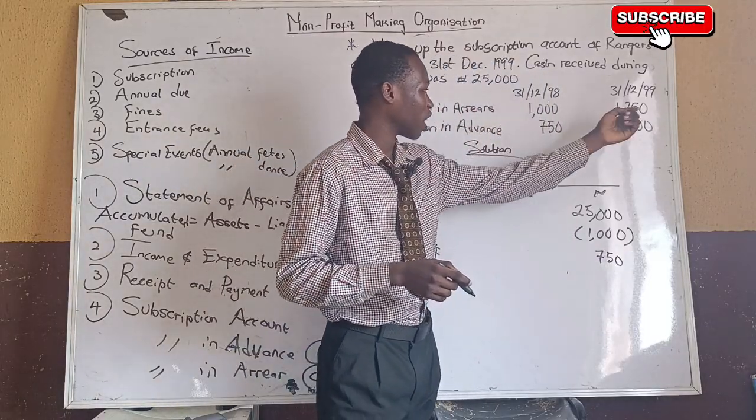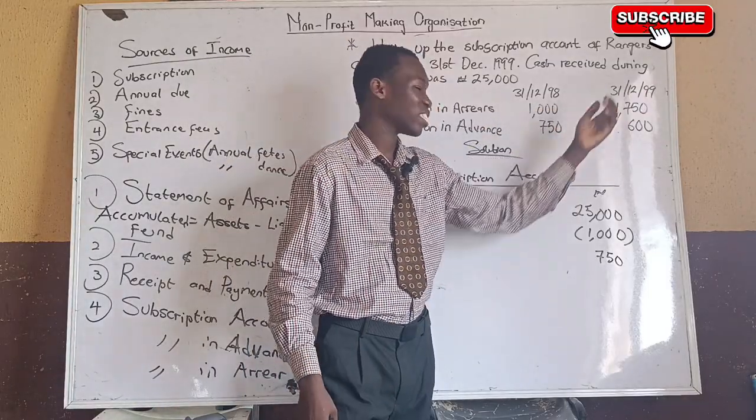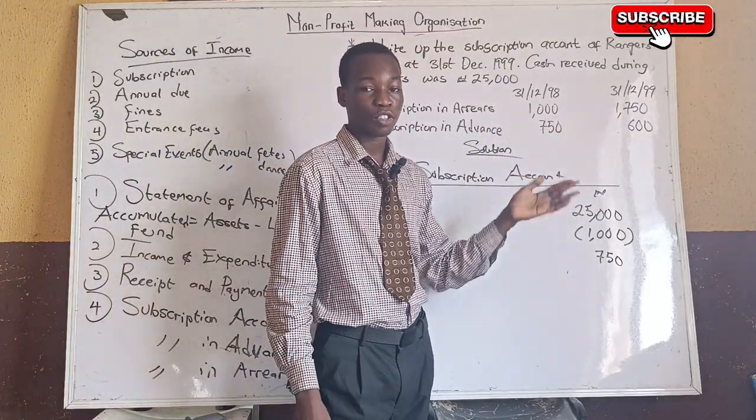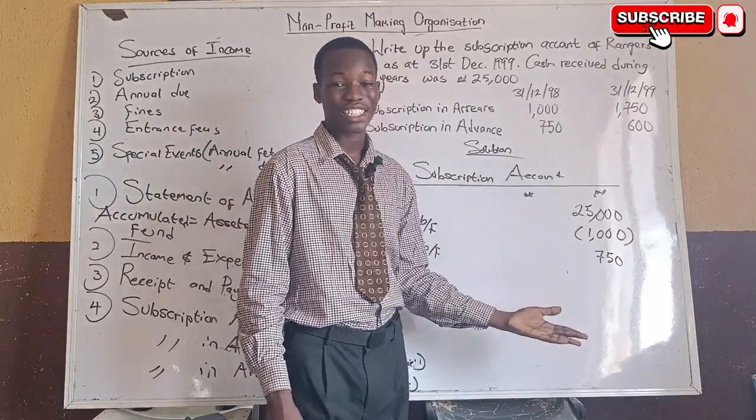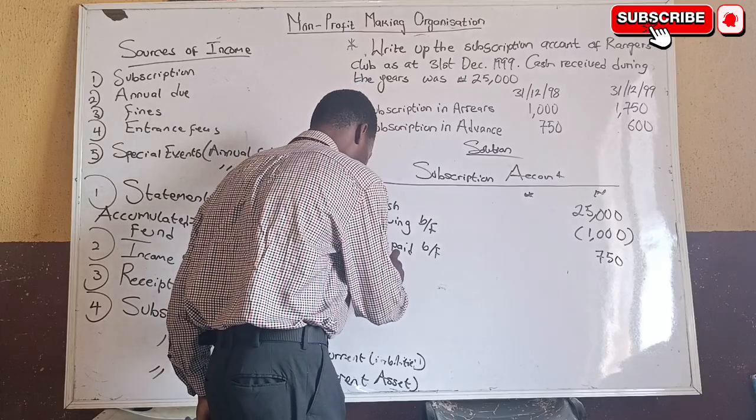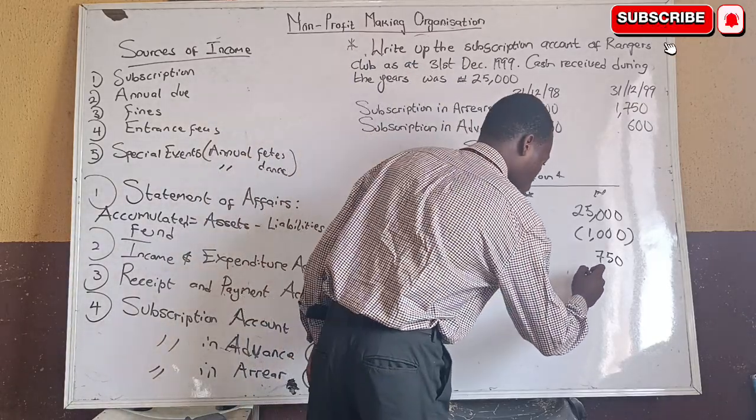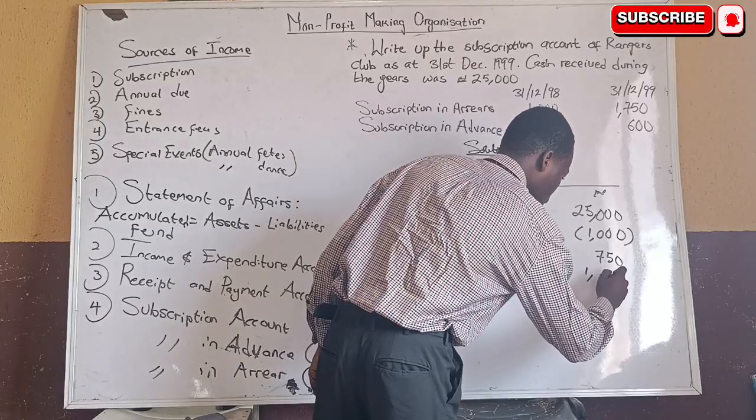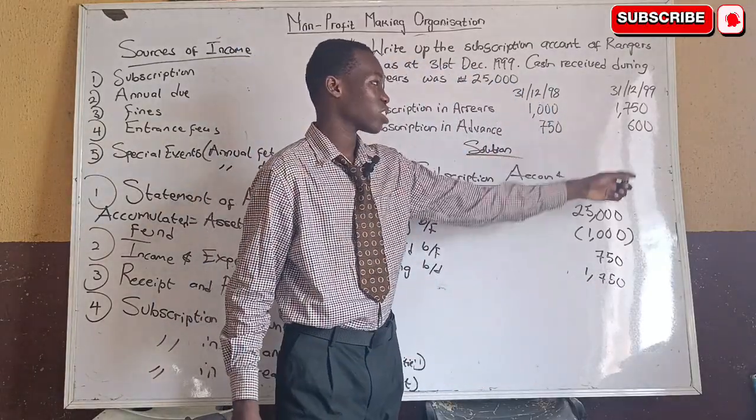Now we'll look at subscription in arrears at the end. So you are owing at the end of December 1999. It's for that year. That's the amount you are owing in 1999, right? And we are preparing for that year, right? So we are going to add it to it. Anything for the year, you are adding it to it. Owing brought down, 1,750.